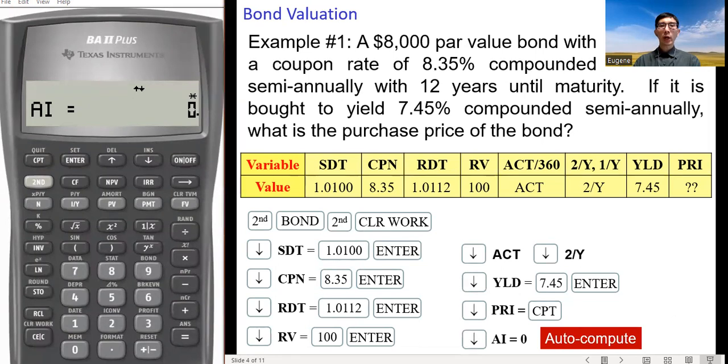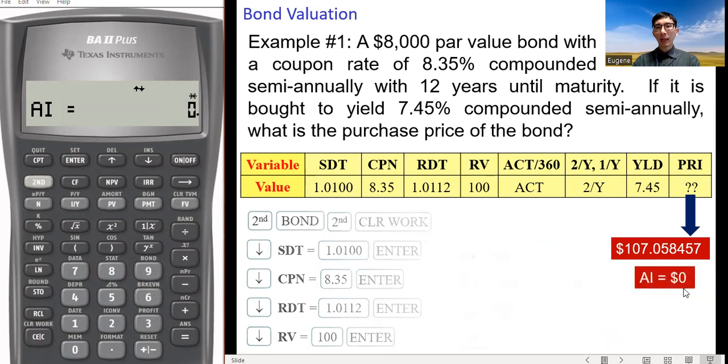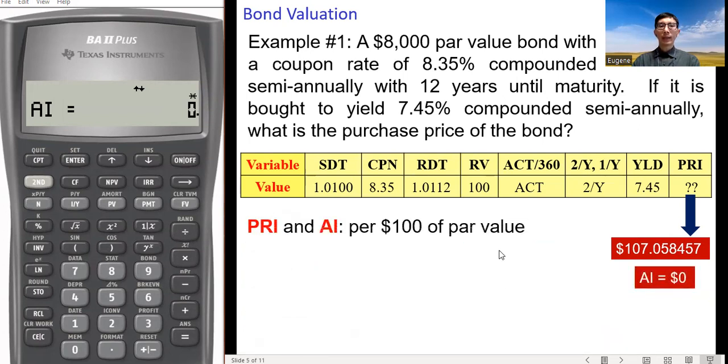So the purchase price of the bond is the total of the PRI and the AI. And here AI equals 0. So we can just simply work with the PRI. The answer obtained from the calculator at this moment is not the final answer. The value for PRI and AI is expressed as per $100 of par value. So we need to do the conversion.